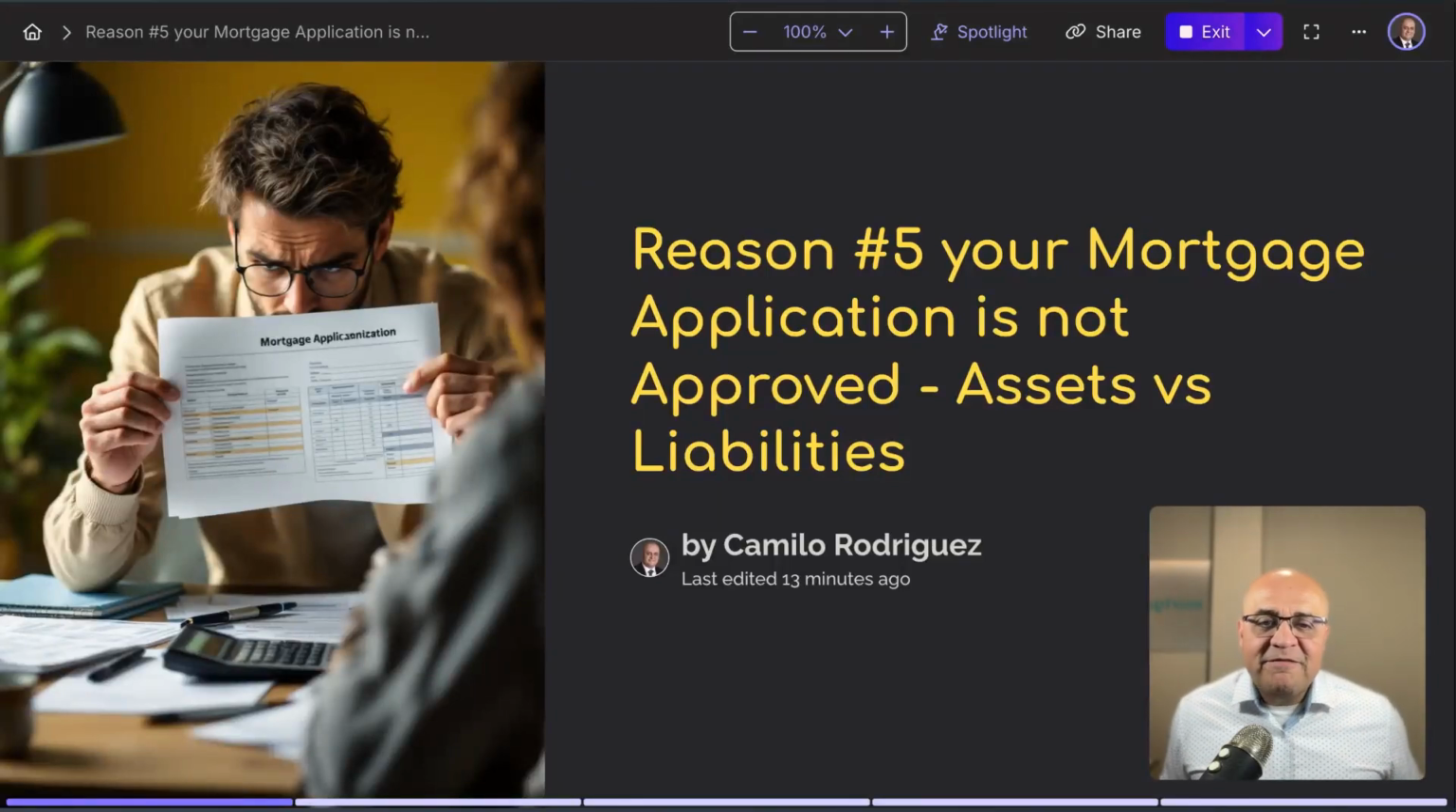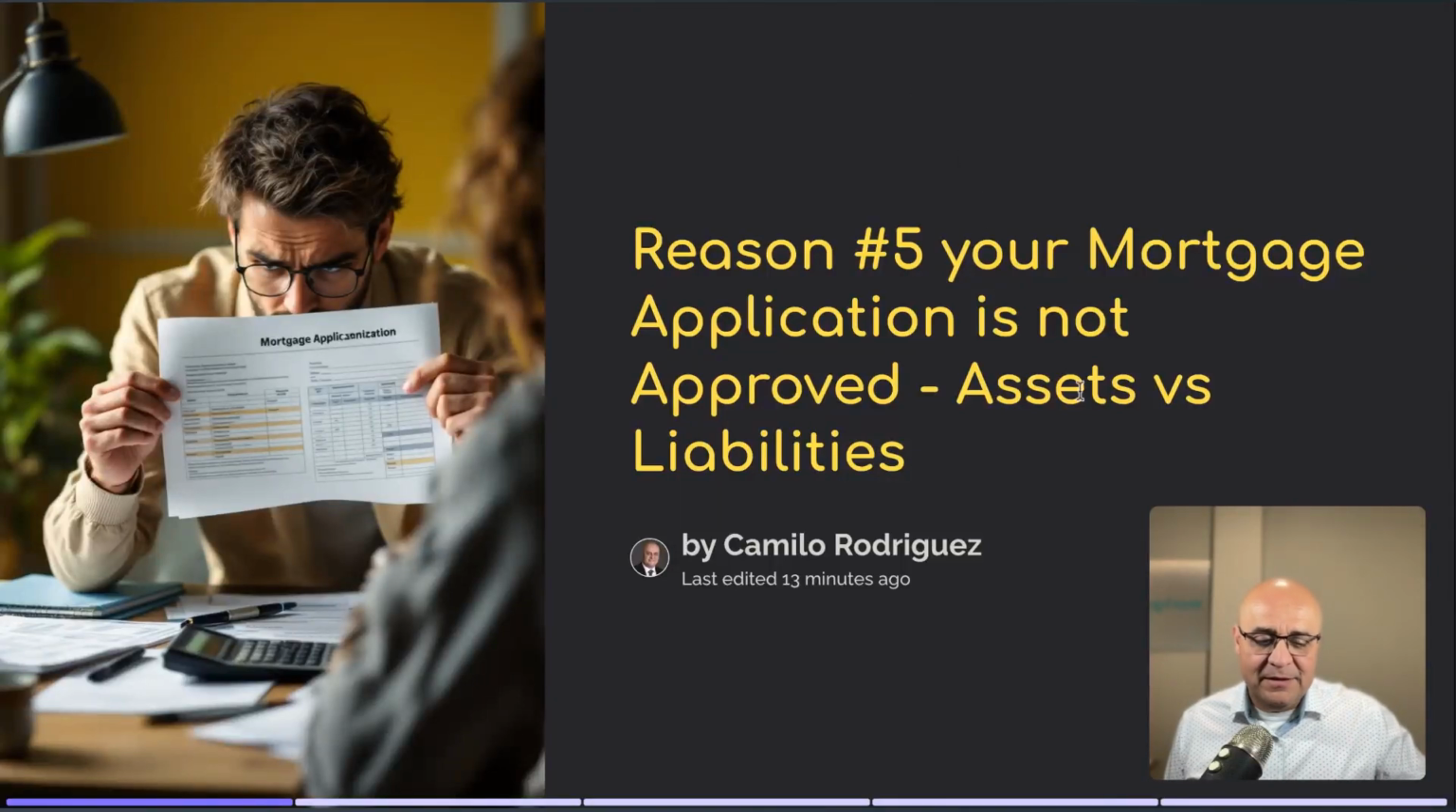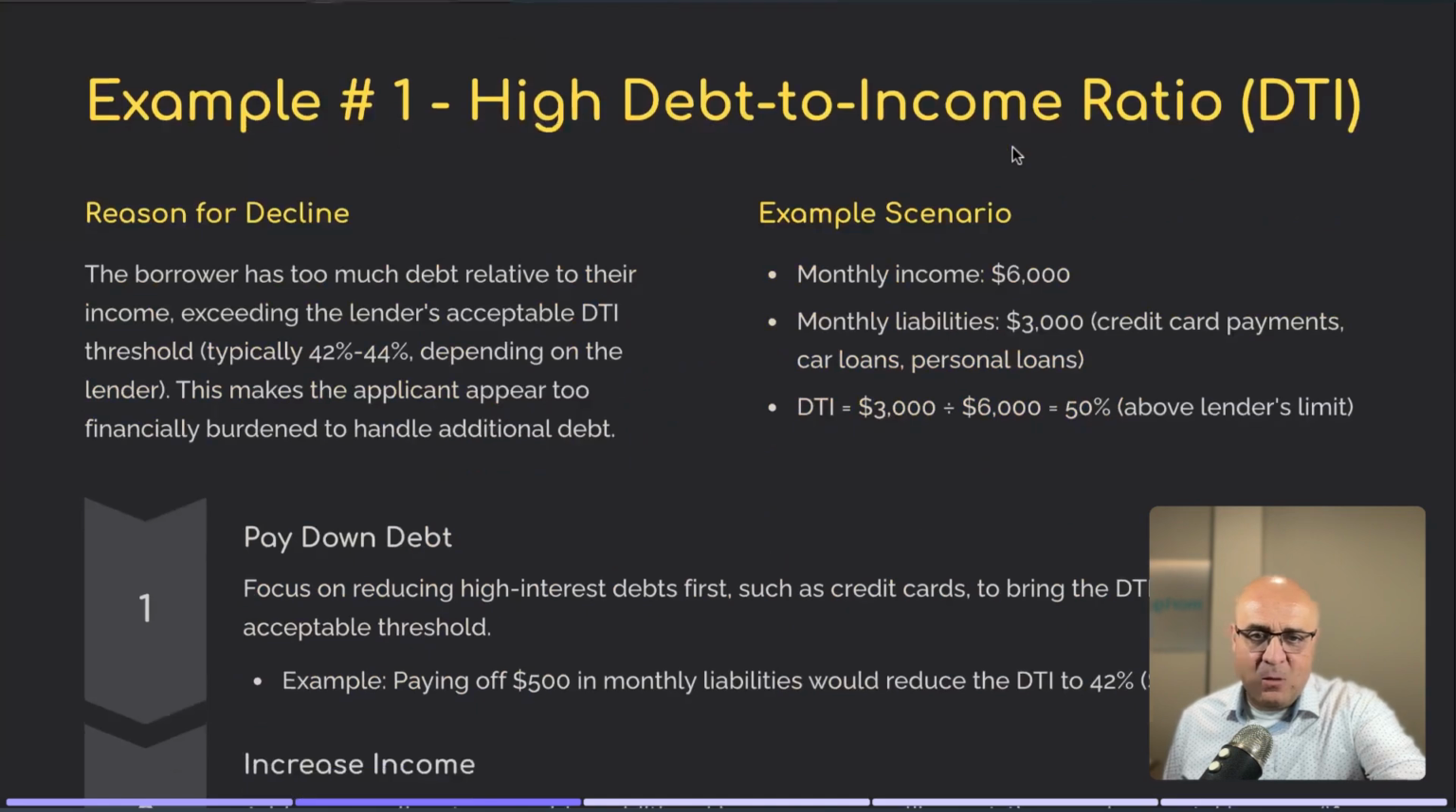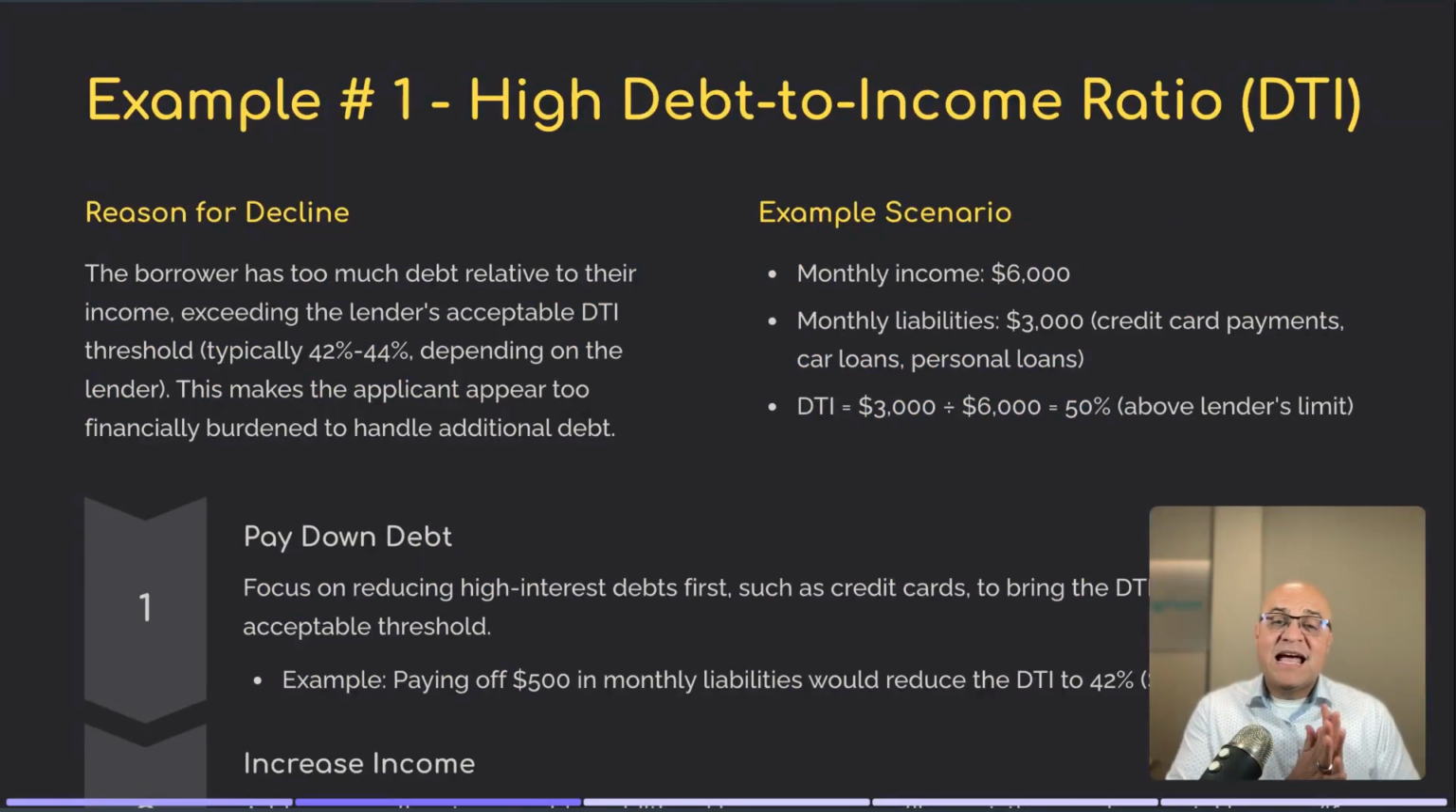Okay, reason number 5 why your mortgage application may not be approved: assets versus liabilities. So this is a pretty interesting topic. I'm just going to go through a few examples so you can see what the solutions are. Example number 1 is a high debt to income ratio.